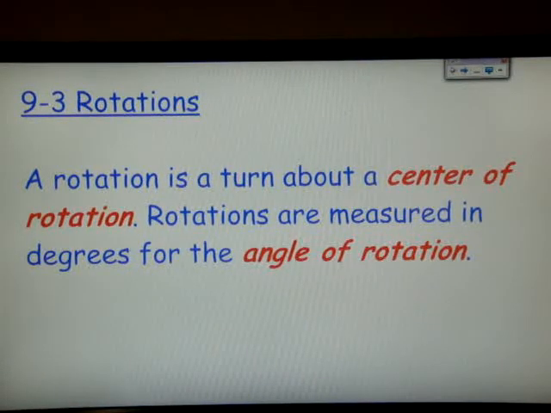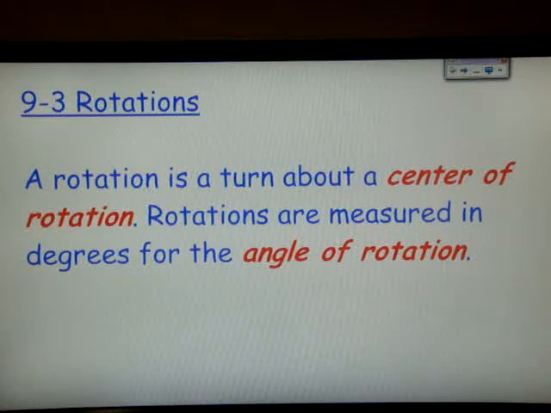The last transformation we're going to learn about is a rotation. Now, we already talked about rotations being turned, but let's talk a little bit about the specifics. A rotation is a turn about a center of rotation. In our experiences in the coordinate plane, our center of rotation is always the origin, so it's always at 0, 0 that we're rotating.